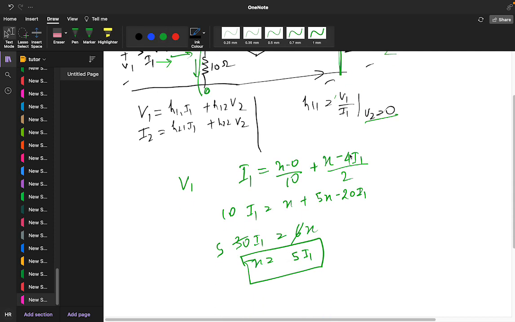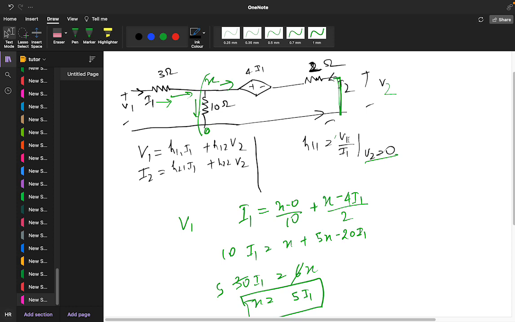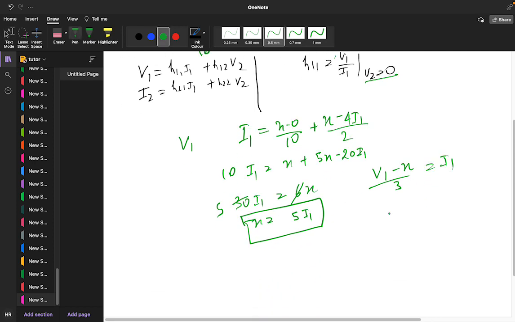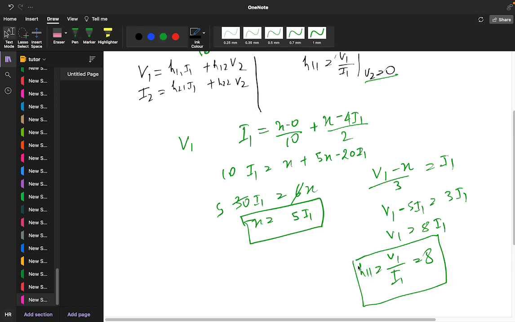Now what do you need to find? You need to find V1 upon I1. So what is the value of I1? What does this I1 current represent? V1 minus x divided by 3 is I1, right? Substitute the value of x in this. So V1 minus 5 I1 is equal to 3 I1. So V1 is equal to 8 I1. So V1 upon I1 is equal to 8. That is your H11.